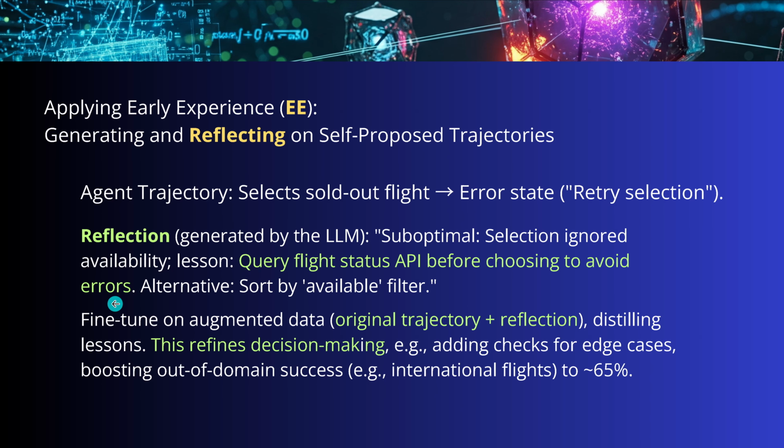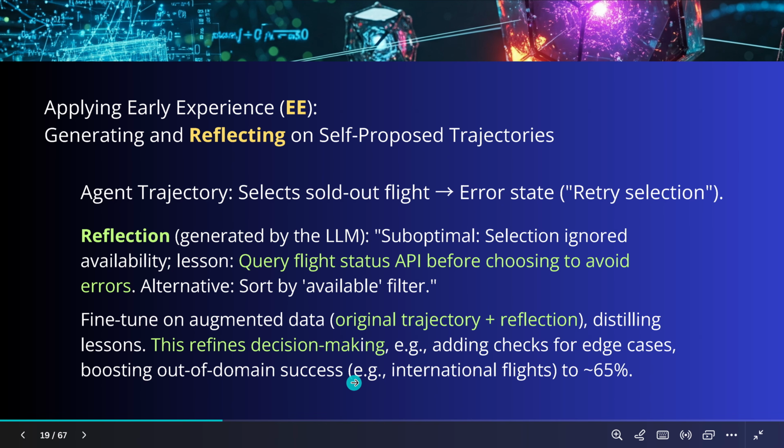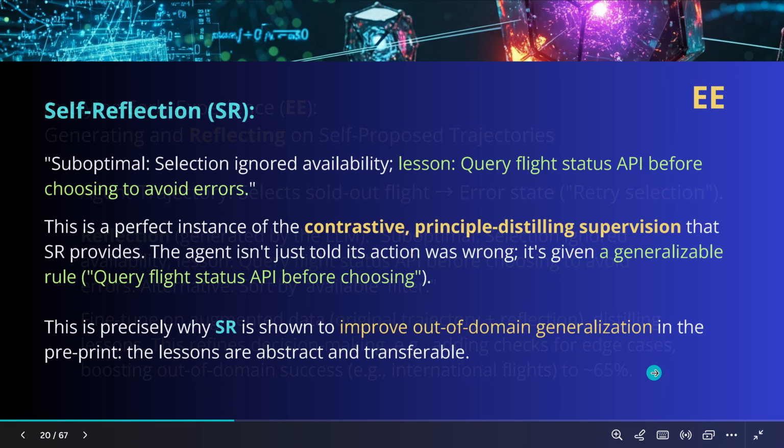And if you have all this data, we fine-tune on the augmented data, on the original trajectory and all the reflections that we just generated, distilling now the lessons. This in total refines our decision-making. We are adding checks for edge cases, boosting out-of-domain success, because look at this, this is not just a lesson, but a general lesson that is not only valid for flights from San Francisco to New York or from San Francisco to Heathrow or San Francisco to Sydney. So, out-of-domain success goes up 65%.